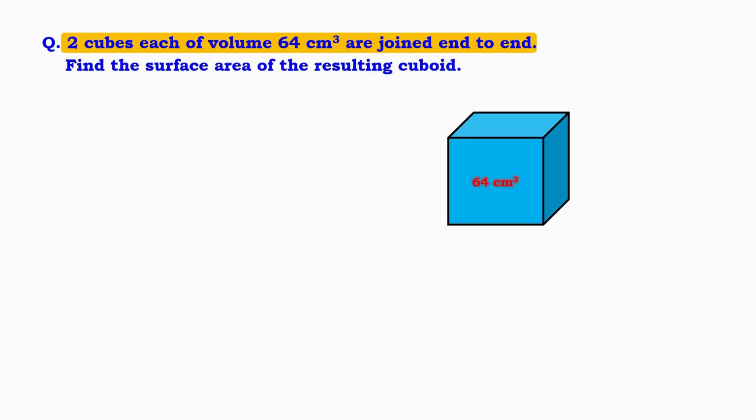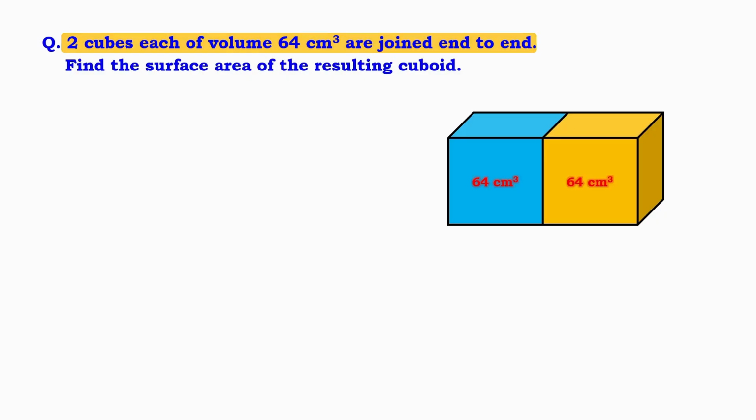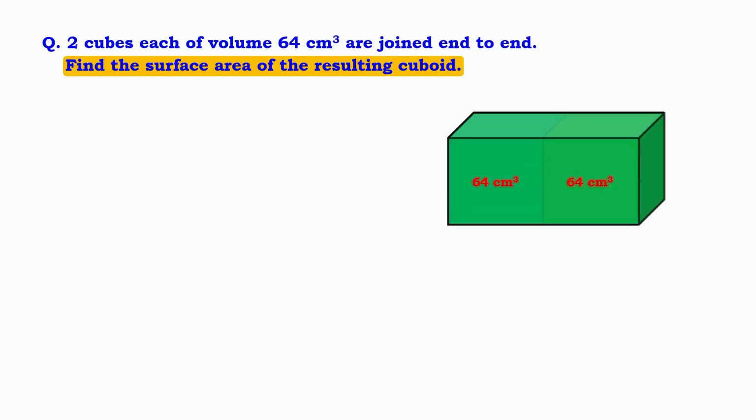So what is given about this cube? Each cube has a volume of 64 centimeter cube. Beside that, another cube, which is also 64 centimeter cube, is joined together. Whenever two cubes are joined, they form a cuboid, right? So we need to find the surface area of the cuboid. The green one is the entire cuboid. We need to find the total surface area of this.